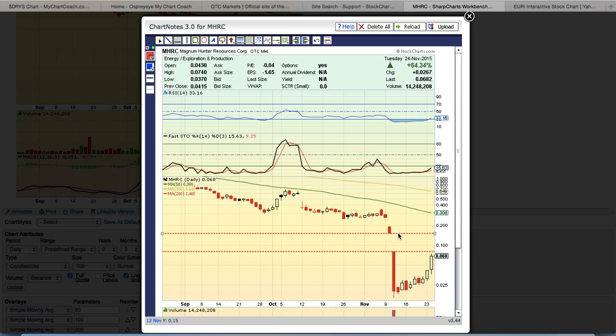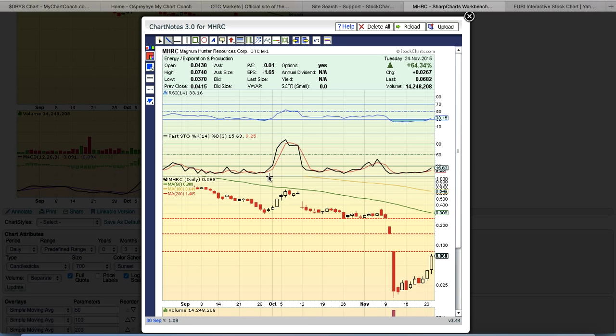So if it can break this line here, then this gap is set up to fill, and there's potential eventually to fill all the way back up to this gap. So this has good upside potential, because if you see, RSI is just above oversold levels, and it's still oversold on Fasto. So there's still a lot of juice to run.